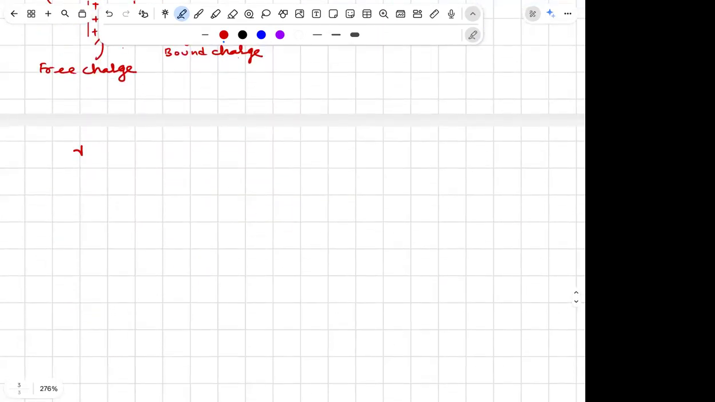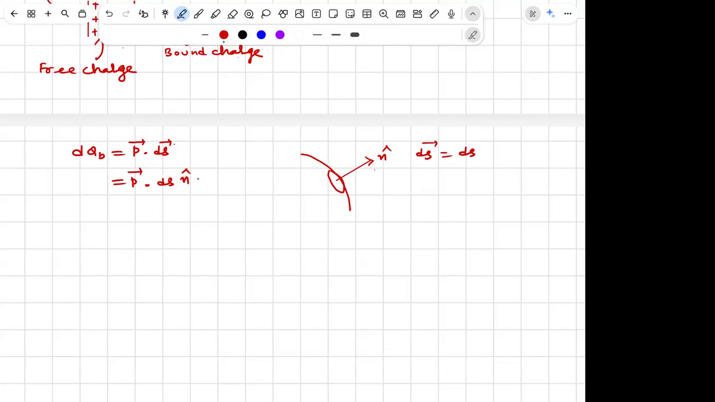So therefore, you can write dS bar like this. n cap means a vector, and this is the direction of polarization at that point. Okay, right. Agreed. Please confirm.